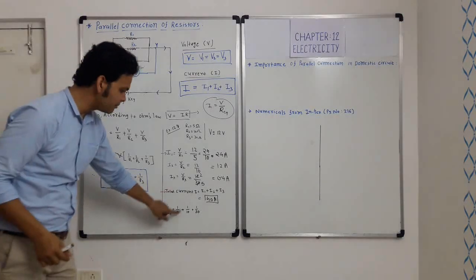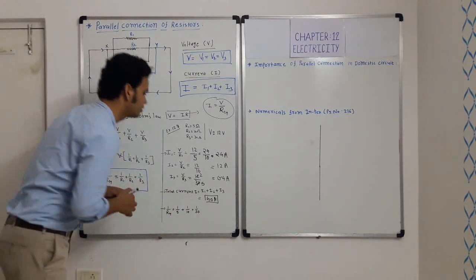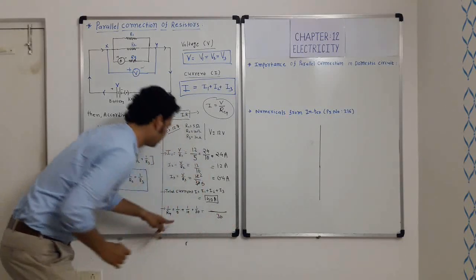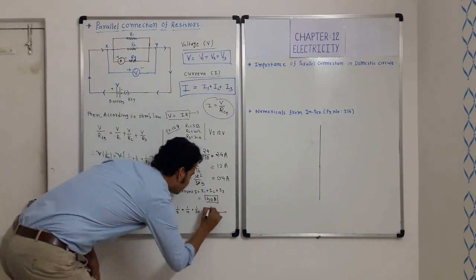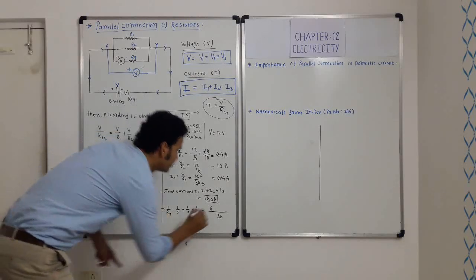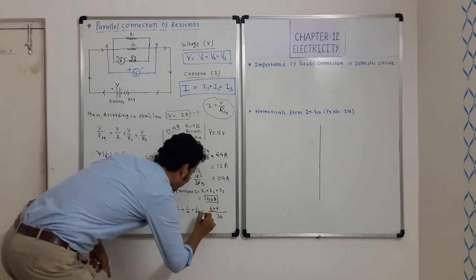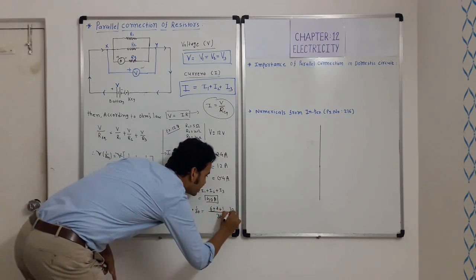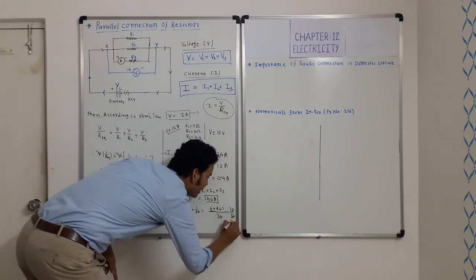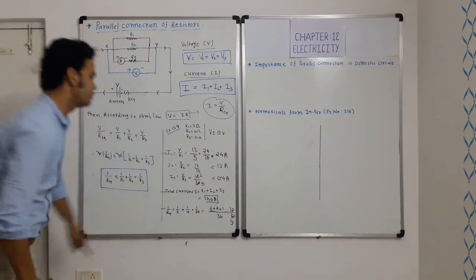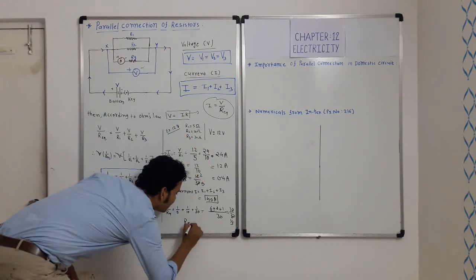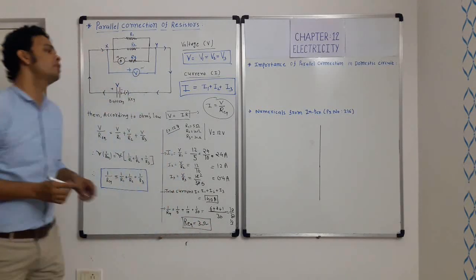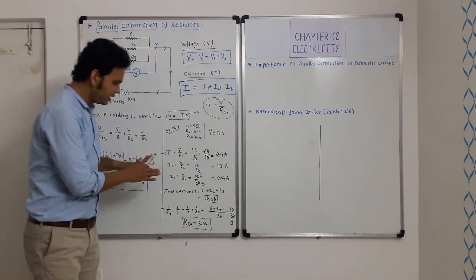So 1 upon 5 plus 1 upon 10 plus 1 upon 30. Here I can take LCM equal to 30. So 6 fives are 30, 3 tens are 30, and 1 thirty is 30. So 6 plus 3 plus 1 is 10, so 10 by 30, which is equal to 1 by 3. But this is 1 upon R equivalent. So R equivalent is equal to 3 ohm. I hope this is clear to you.